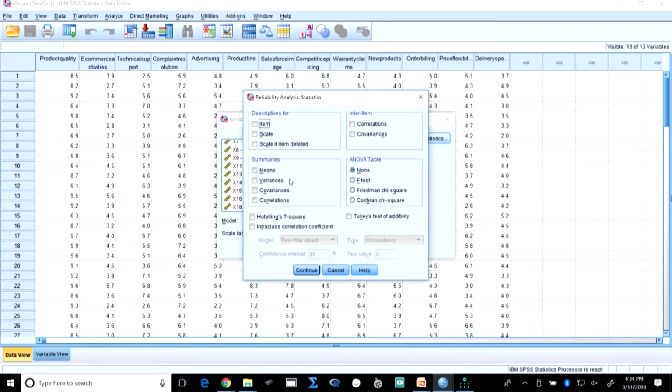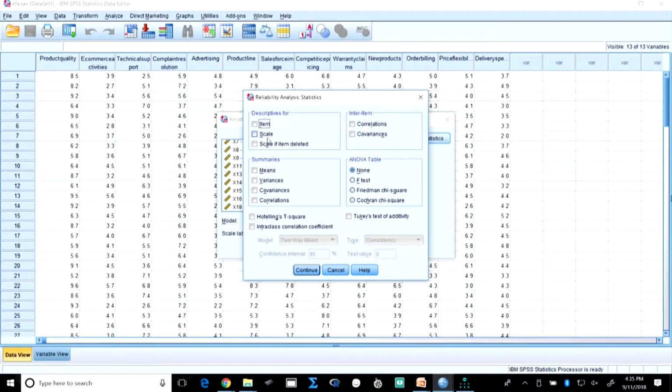You can see there are several things here. We do not want to do anything, but you can even check, suppose you have a large number of variables, 7 or 8, and because of some variables the entire reliability is coming down. You can even use this scale if item deleted. What it will do is deduct those variables which are contributing to the poor reliability of the study. That is a very nice thing, but I do not want anything at this moment.